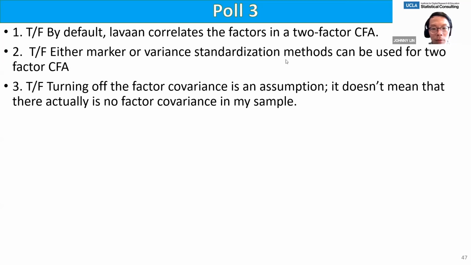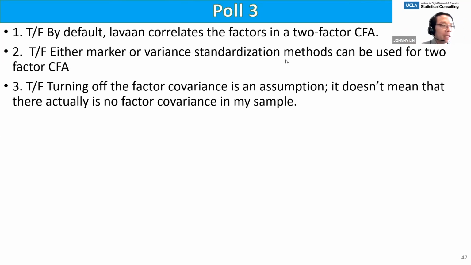All right, 5, 4, 3, 2, and 1. By default, lavaan correlates the factors in a 2-factor CFA. That's true, right? So if you just leave lavaan, it's going to do marker method, covary the factors. Does that mean I can use variance standardization method? Of course, right? You can use any of them. You just have to say which one you use in the summary. And honestly, you could just get all 3 with standardize equals true. Okay, the third one, you guys got it right.